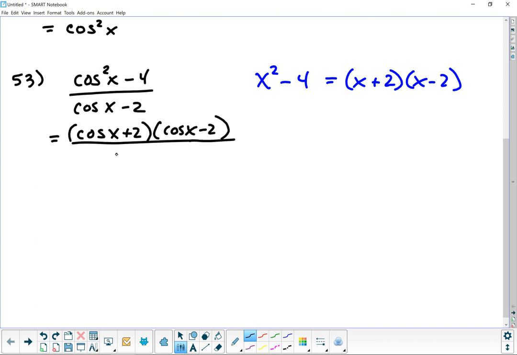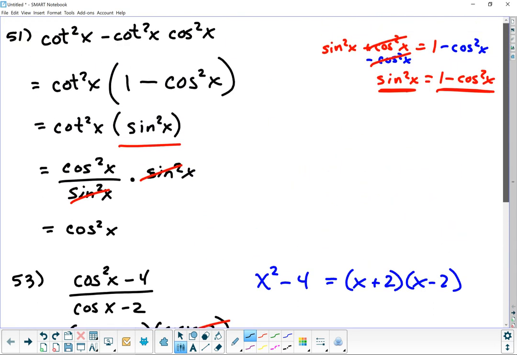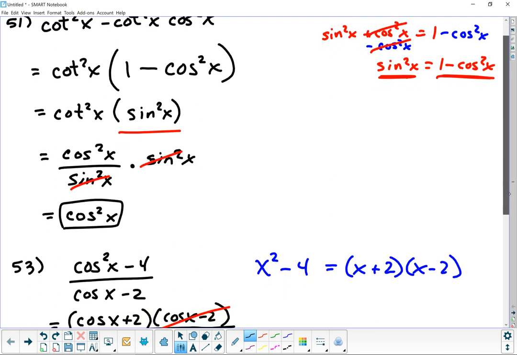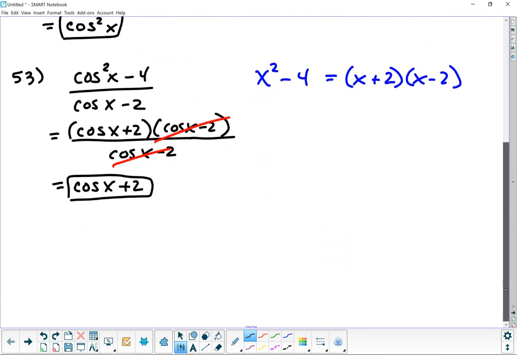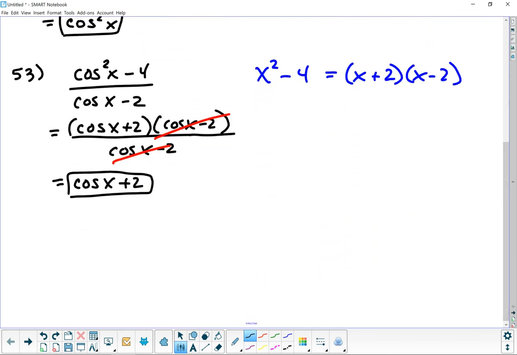In the bottom, guess what you have? Cosine x minus 2. Looky, looky, you can cancel that. And at the end of the day, you're down to cosine x plus 2. Okay, and you can say that's your answer. Kind of like the first one, you can say that this is your answer. When we factor it, we want to get it down to as small as we can, and we want to have individualized terms.